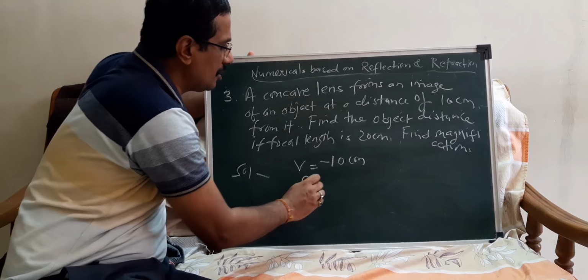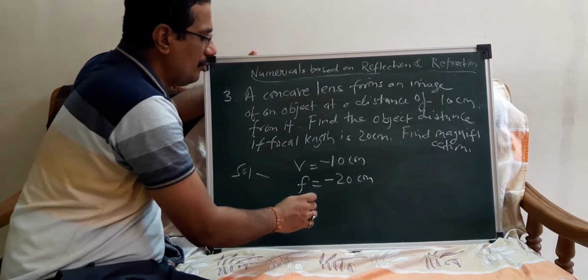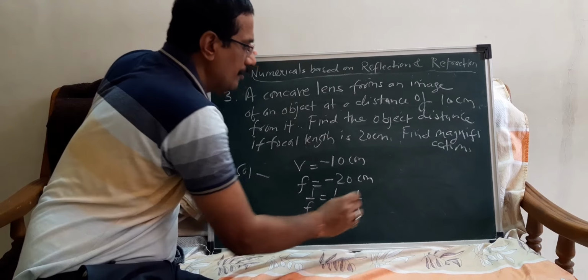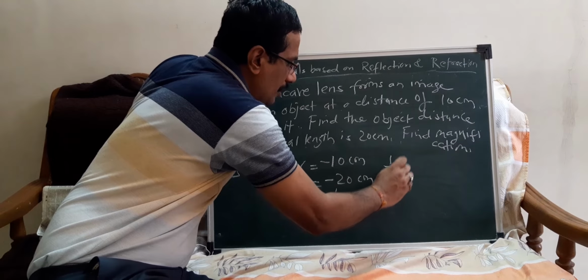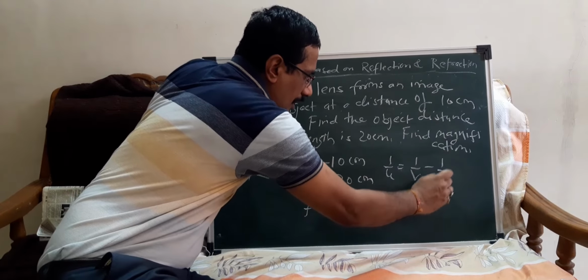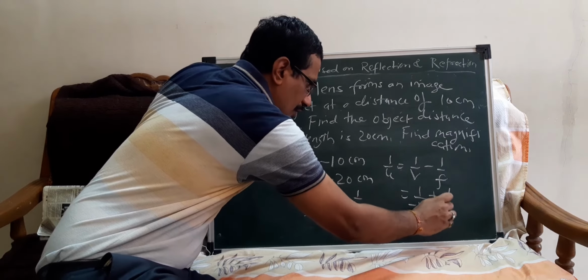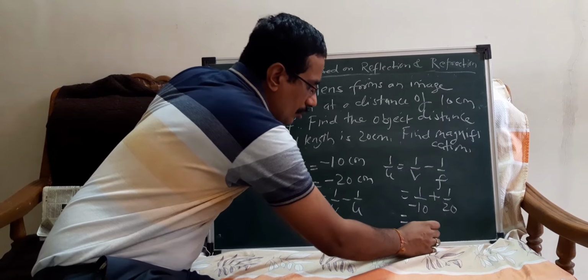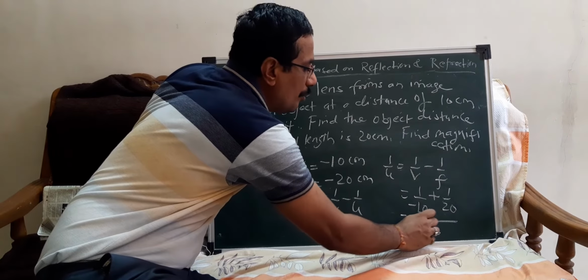f is given here. Since this is a concave lens, f is 20 centimeter, you have to take -20 centimeter. Now use the lens formula, 1 upon f equal to 1 upon v minus 1 upon u. You have to calculate u here. So 1 upon u will be equal to 1 upon v minus 1 upon f, which is 1 upon -10 plus 1 upon 20, since f is -20, minus becomes plus. 20 is the LCM, and it becomes -2 plus 1.